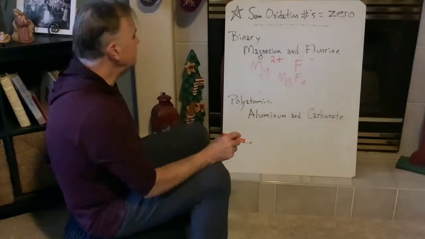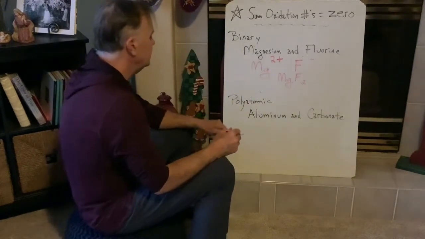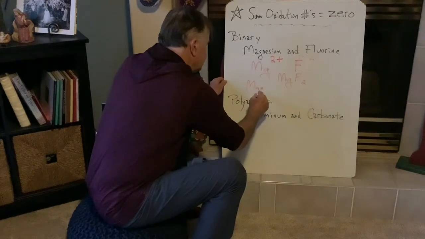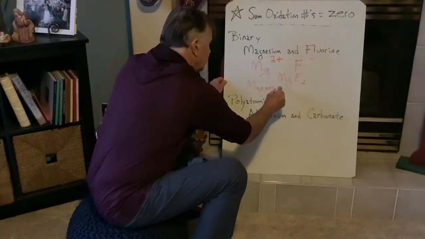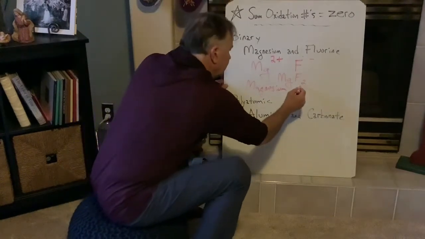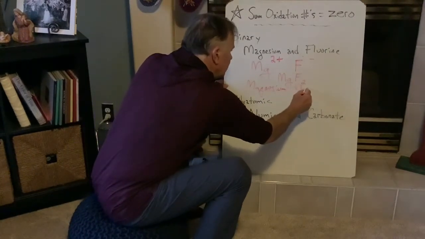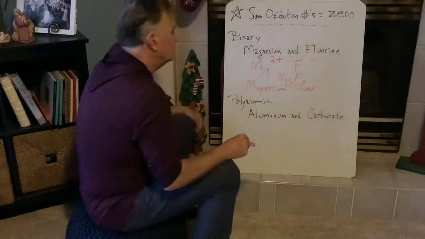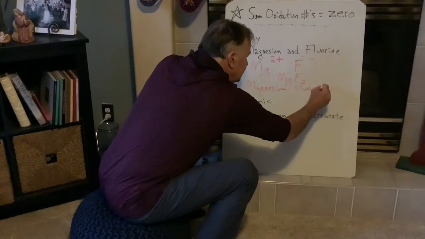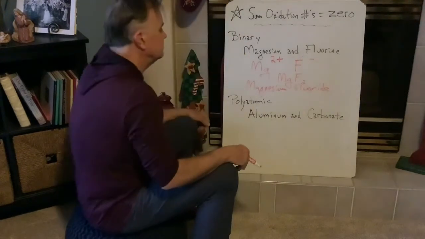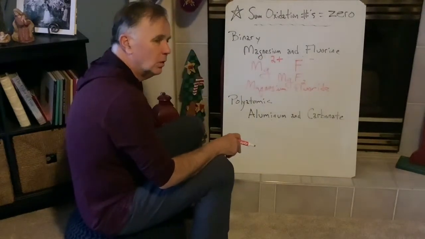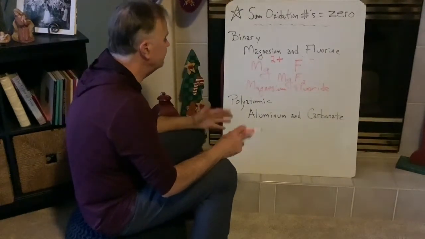Now for naming, when you name binary compounds, you do the full name of the positive, the metal, so it would be magnesium, and the second word would be the root of the negative, so that's the root of fluorine. And then you always add IDE in binary compounds. Just think about it, magnesium and fluorine, you don't call it magnesium fluorine, you call it magnesium fluoride.